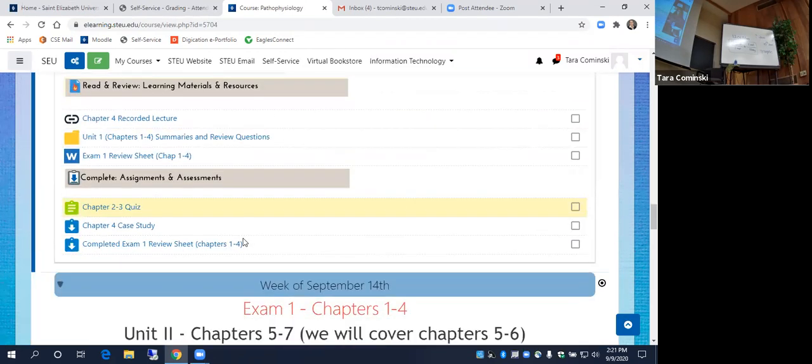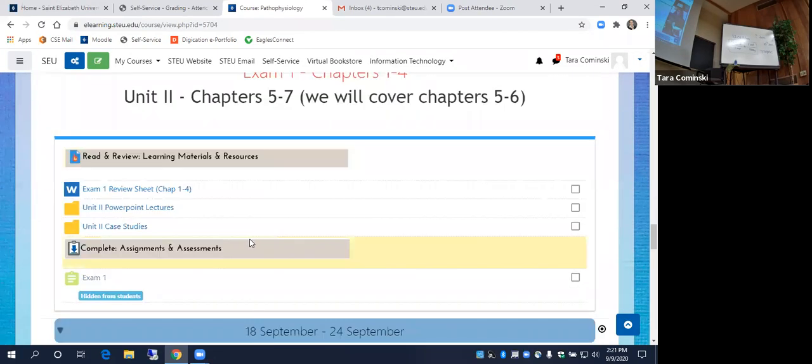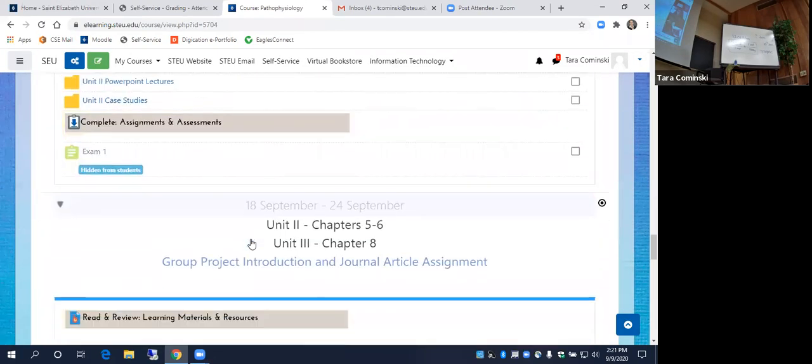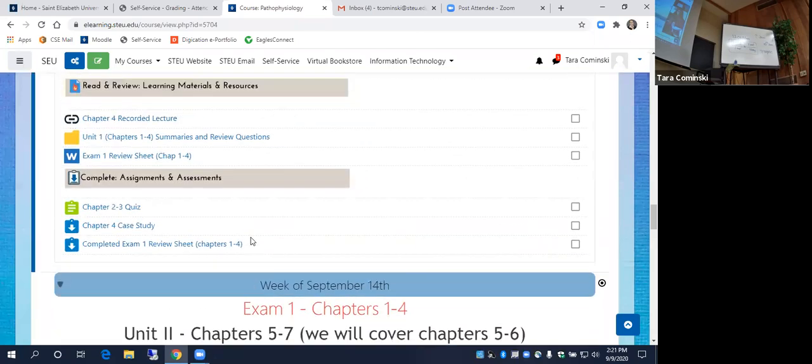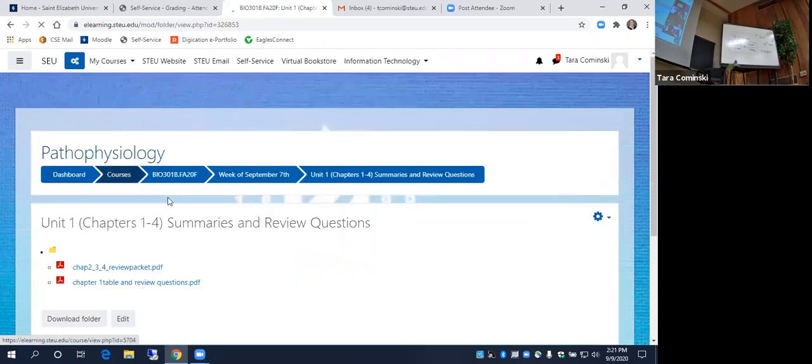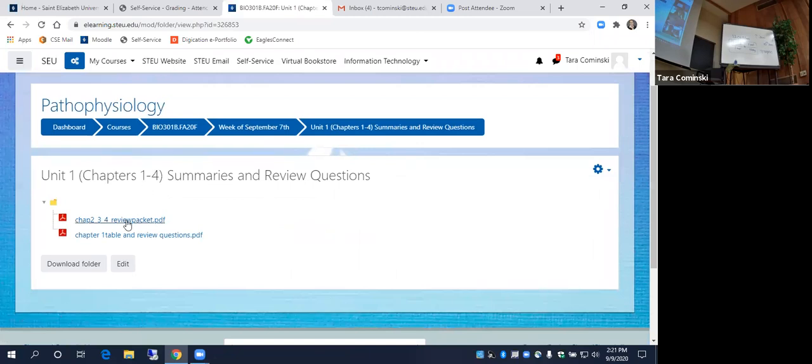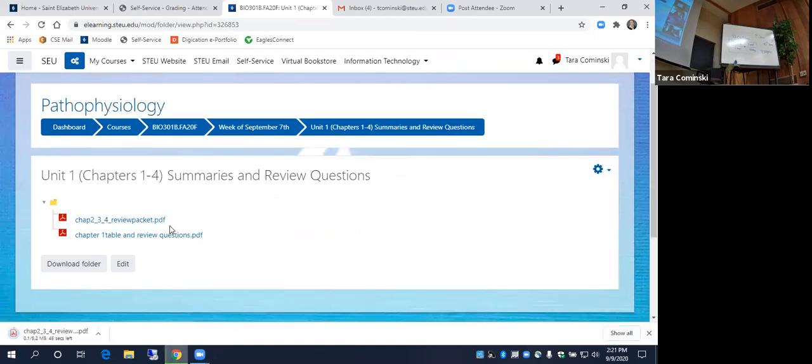Like I said, we'll go over the chapter 2-3 quiz, and then what did I want to show you? Oh, here. See where it says Unit 1, chapter 1 through 4 summaries and review questions. That's where those are. There's PDFs there. If you have the textbook, this is in the textbook, but if you don't have the textbook, it's there for you. I put chapters 2, 3, and 4 all together, all right?